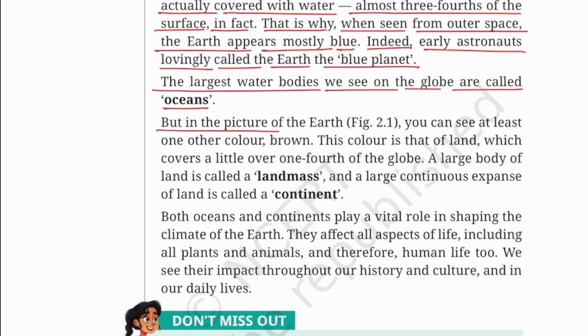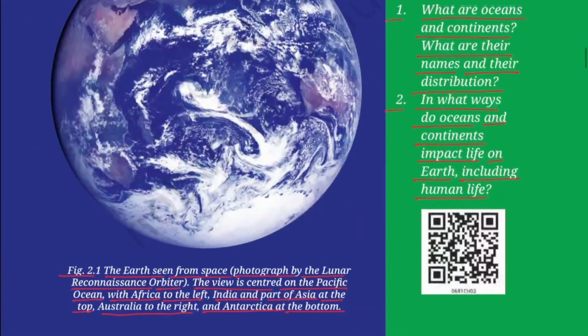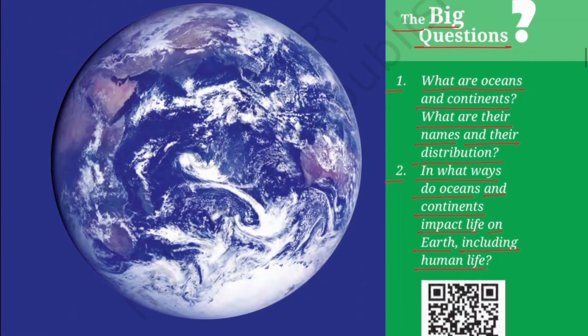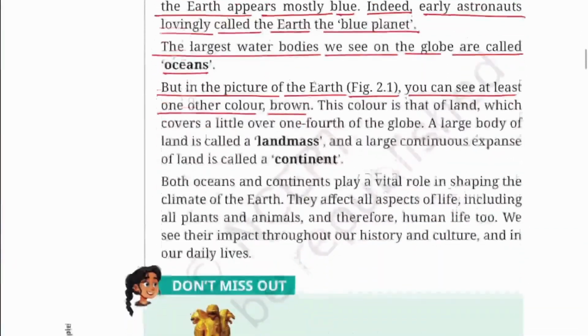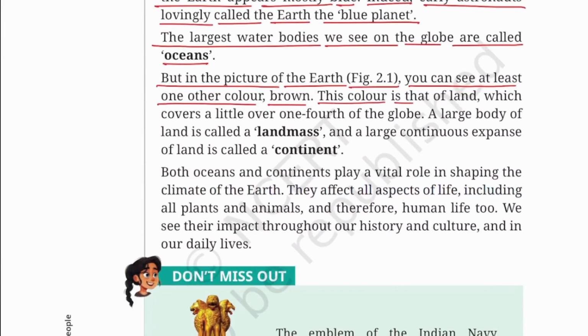But in the picture of the Earth, Figure 2.1, you can see at least one other color, brown. This color is that of land, which covers a little over one-fourth of the globe. A large body of land is called a landmass, and a large continuous expanse of land is called a continent.